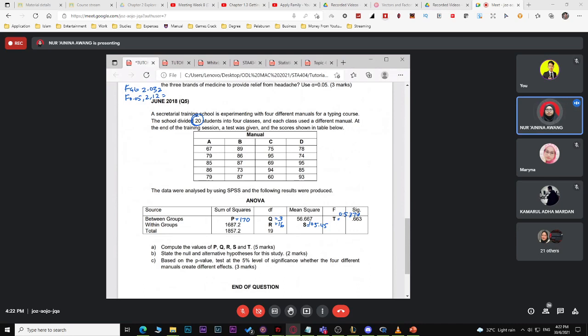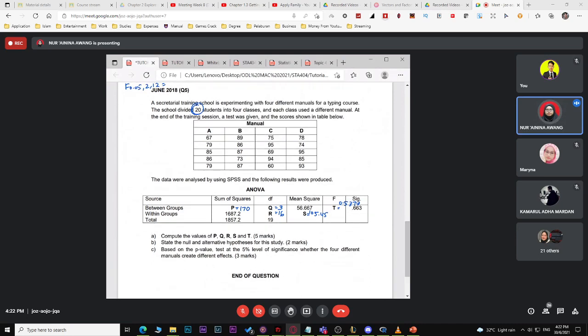And then for B, compute the null and alternative hypothesis for this study. So just write H null: mu A is equal to mu B is equal to mu C and equal to mu D. Okay, and then for H1, at least one treatment mean differs.